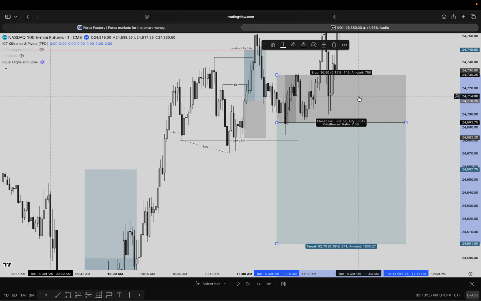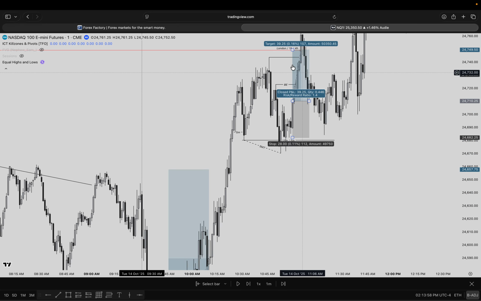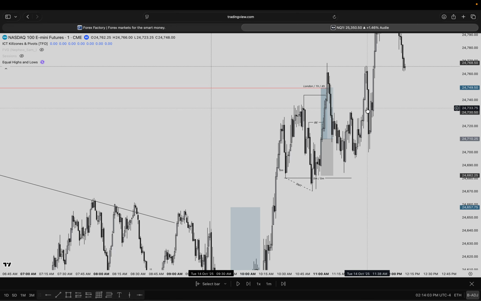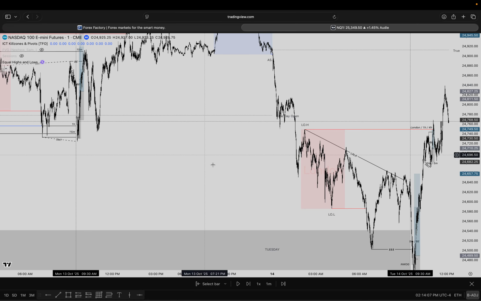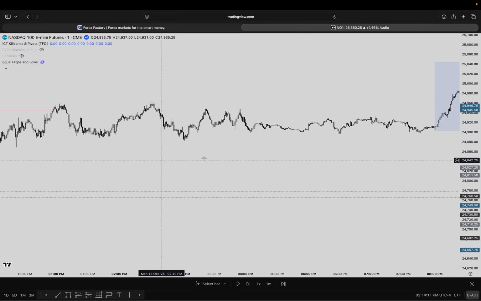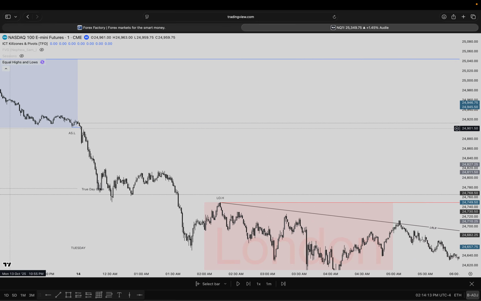What else about this day? Really nothing else. Just a winning trade here and then a winning continuation. So far we're still 2 for 2. Where's this one? Yeah, still 2 for 2. Now, getting into Wednesday, let's see.